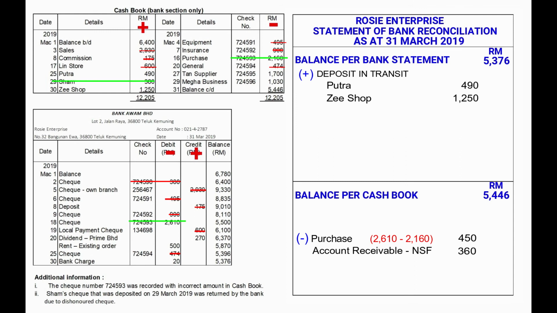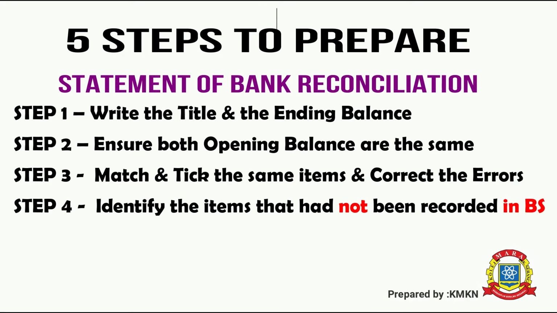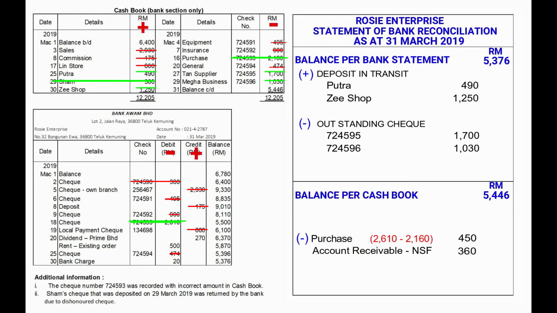Now, items appear in the credit side of the cash book but do not appear in the debit side of bank statement are known as outstanding check. This check will be deducted from the bank statement balance. Okay, now we move to step 5. It's for you to identify the items that had not been recorded in cash book. Items appear in the credit side of the bank statement but do not appear in the debit side of cash book will be added to the cash book balance.